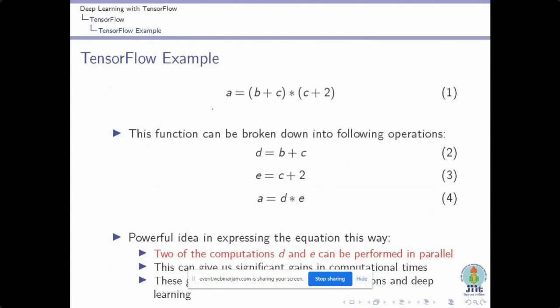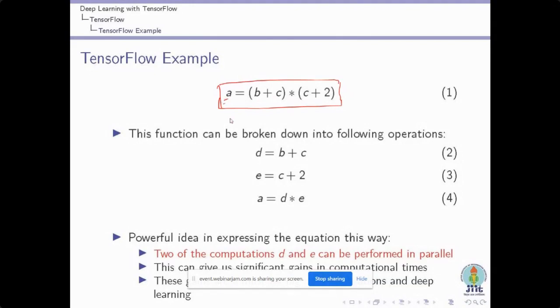To understand the basic steps or basic commands in TensorFlow, we are going to implement this expression: a equals (b plus c) into (c plus 2). So here we are going to implement a TensorFlow program to execute this statement and get its output. So how can we perform this operation?